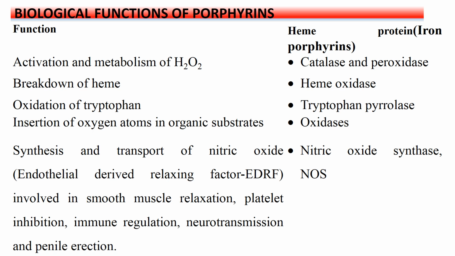In addition, the porphyrins are involved in the activation and metabolism of hydrogen peroxide. This is in relation to the catalase and the peroxidase enzymes. The porphyrins are also key in the breakdown of heme, where heme oxygenase is largely involved. The porphyrins are also used in the oxidation of tryptophan, where tryptophan pyrrolase is key, used in the insertion of oxygen atoms in organic substrates, where oxidases are applied.